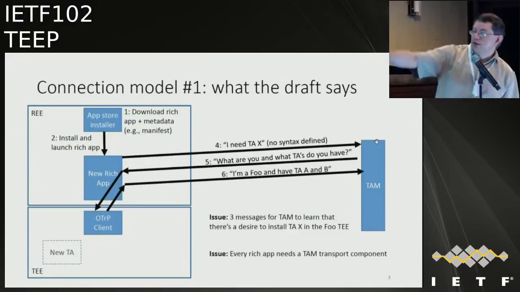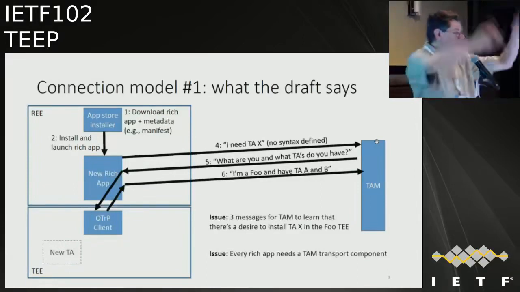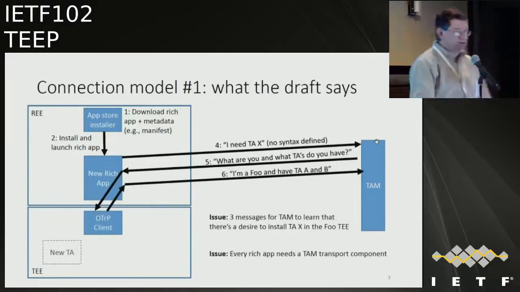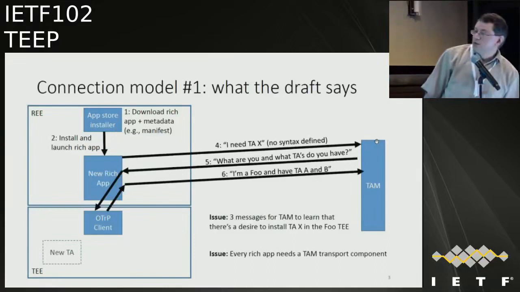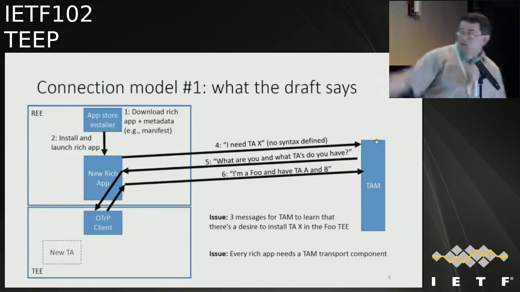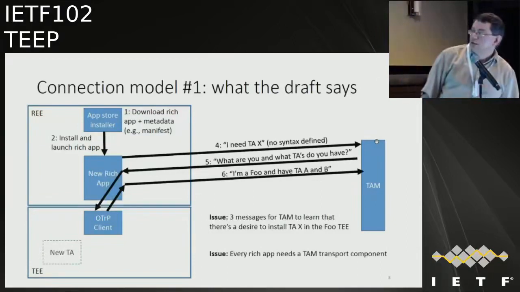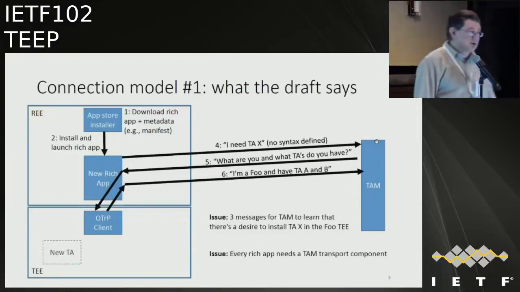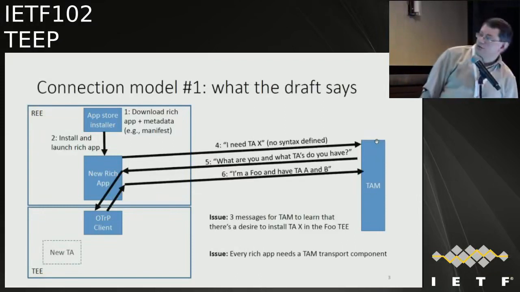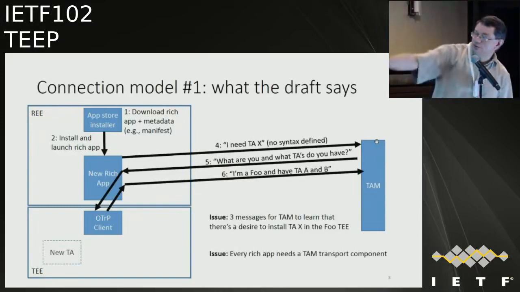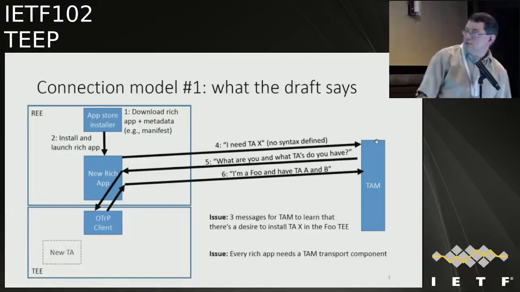Okay. This is not an encrypted OTRP session. It's an unencrypted, unauthenticated, untrusted message. At this point, the TAM can now reach out to the OTRP client using an encrypted, trusted session that goes between the TAM and the TEE that says, hey, what are you and what TAs do you have? And the response in step 6 is, oh, well, I'm a foo TEE and I have TAs A and B.